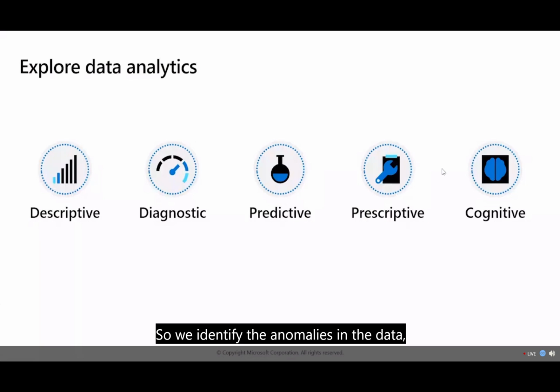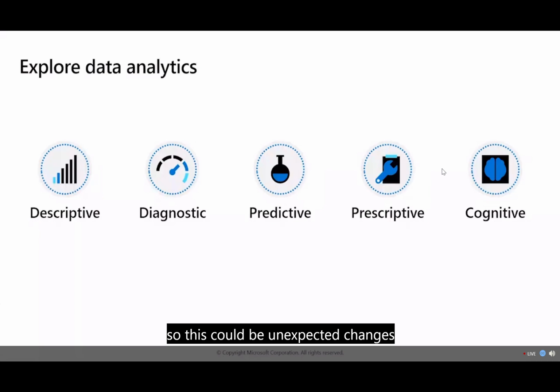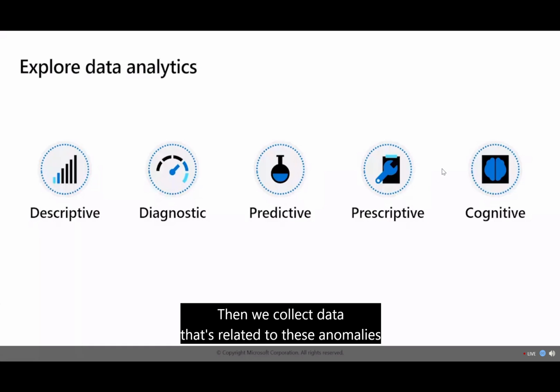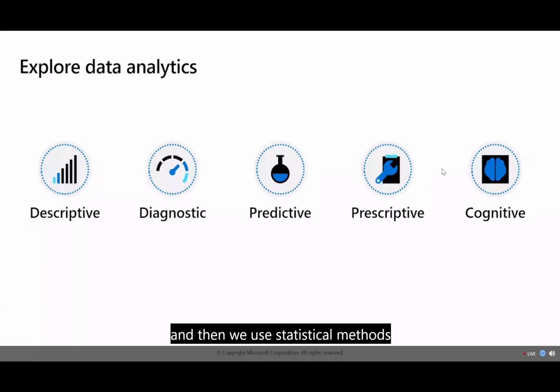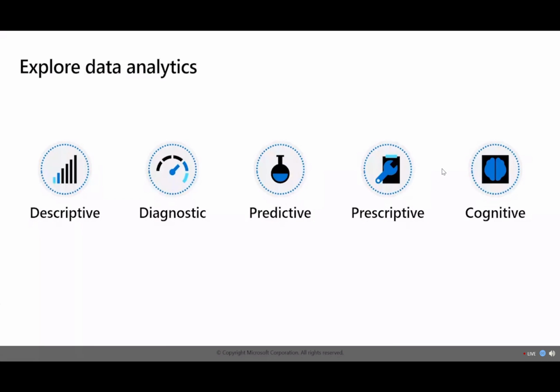We identify the anomalies in the data. These could be unexpected changes in a metric or a particular market. Then we collect data that's related to these anomalies. And then we use statistical methods to discover relationships and trends that could explain these anomalies.